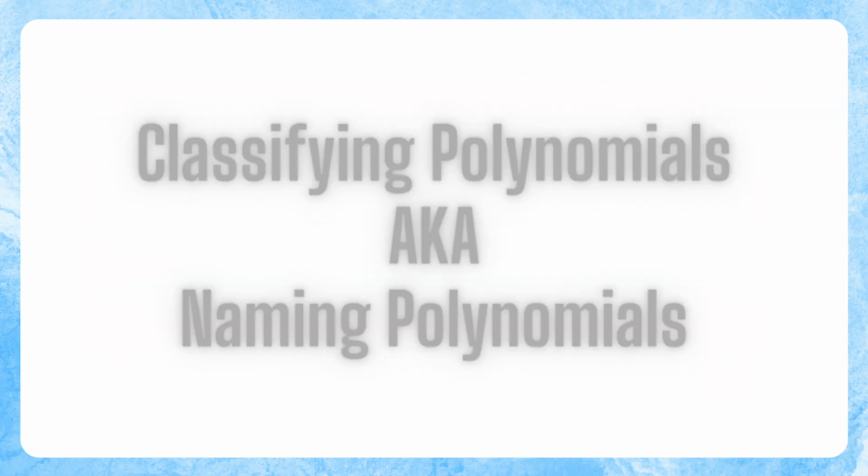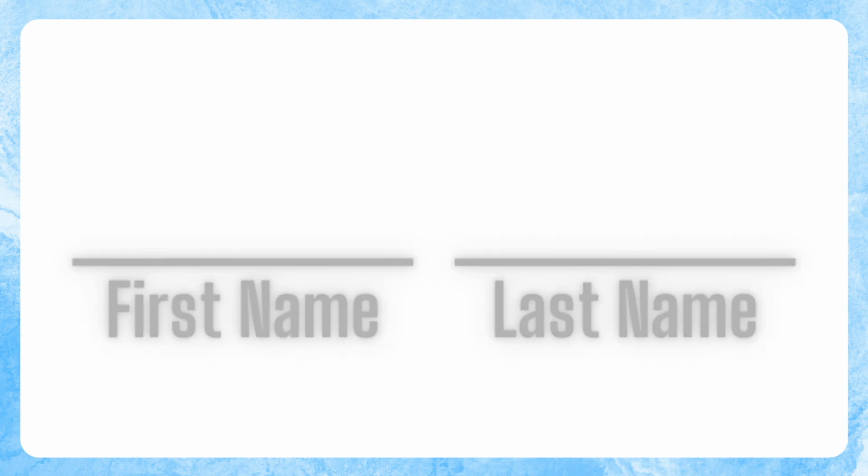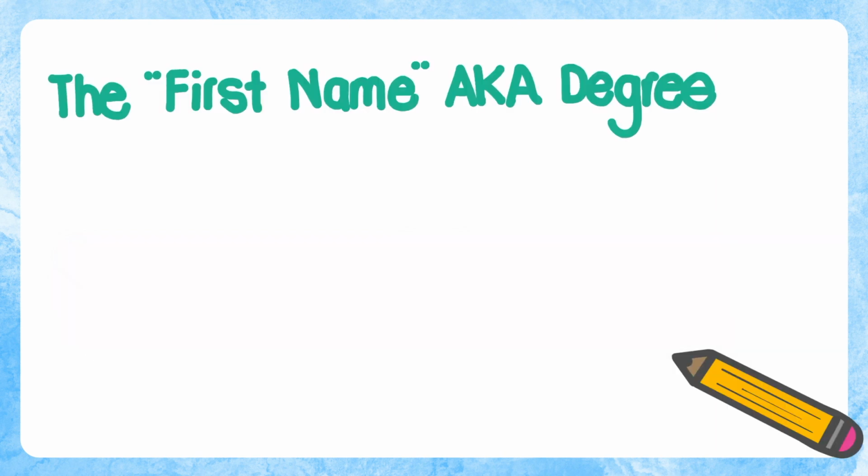Today we're going to talk about how to classify polynomials, basically how to name a polynomial. Just like how we have a first and last name, think about polynomials as also having a first name and a last name. Let's focus on the first name. What does the first name of a polynomial tell us? The first name of a polynomial is the degree.